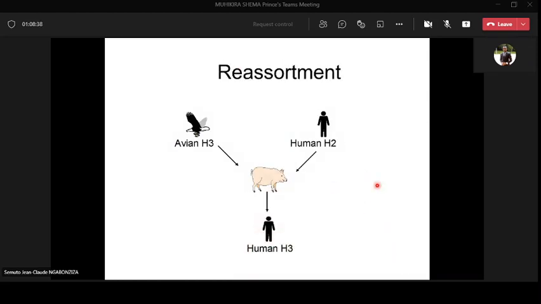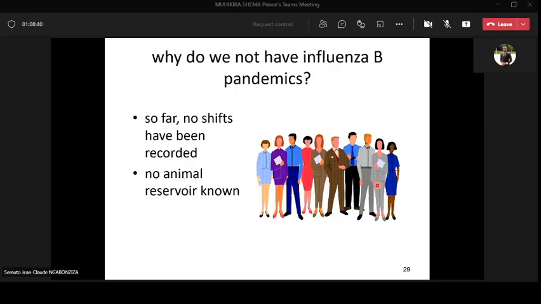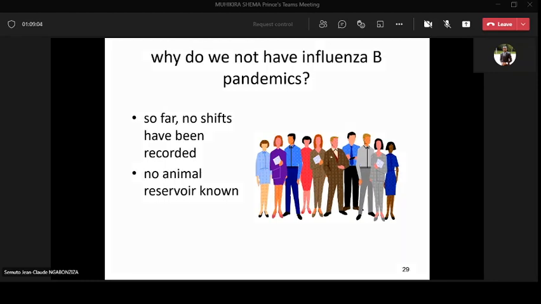So this is all about this. Why do we not have influenza B pandemic? So far, no shifts have been recorded, no animal reservoir known. Kuva nta reservoir ya animal izwi, so then nuze nta. So they are same. Ntabwo dufite variability muri HN.